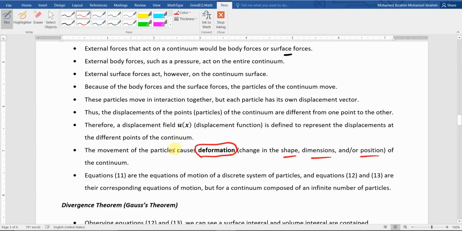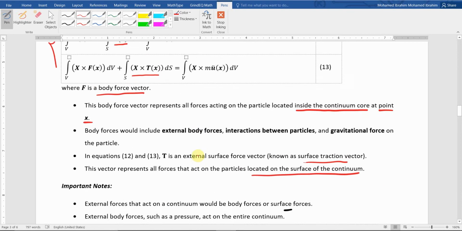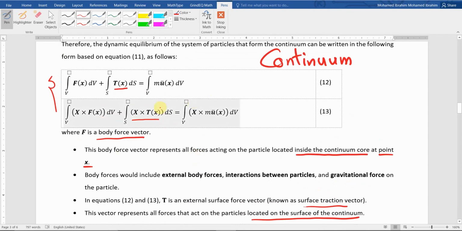So what we did so far, basically, we have derived some equations of the discrete system of particles, and from these equations we end up with these two equations 12 and 13 for the continuum that consists of an infinite number of particles. And as I mentioned, the objective is to solve these two equations to end up with the displacement field. But as you can see, we do have here body forces, which are the F, in addition to surface tractions, in addition to some inertia forces, right?